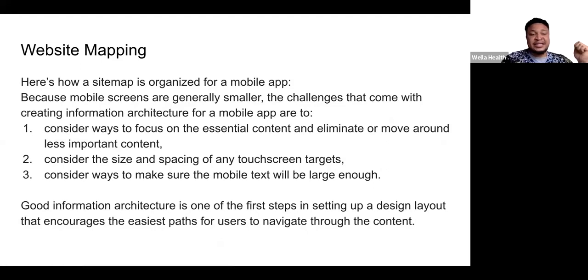Then you have to consider the size and spacing of touchscreen targets, right? So especially when you are designing for mobile apps, you have to consider that people's fingers have a particular size. So you don't want to clump up your information so close together that when people want to press send, they mistakenly press like. You want things to not be so close together that people could not easily make decisions on what buttons they want to push.